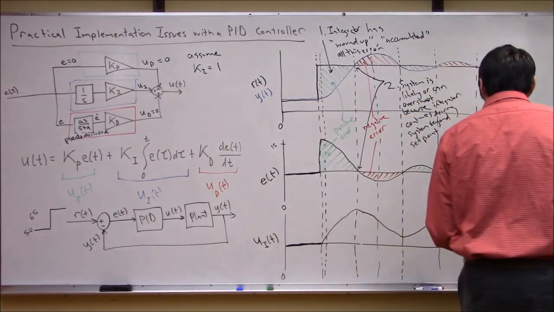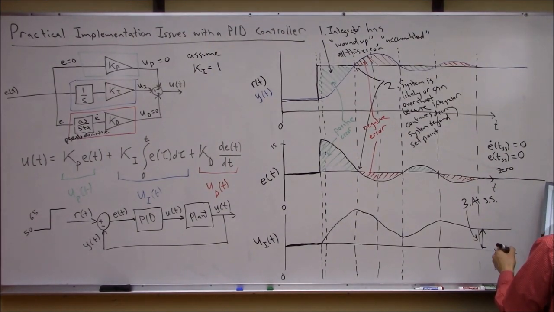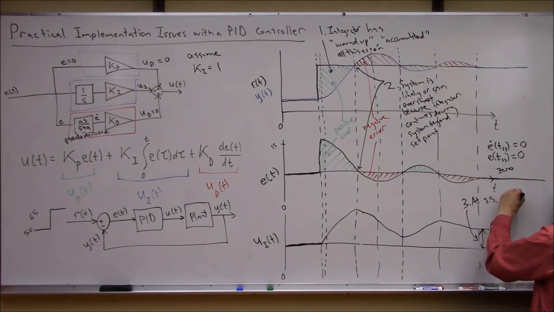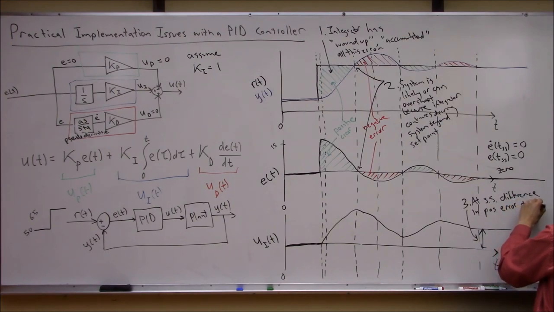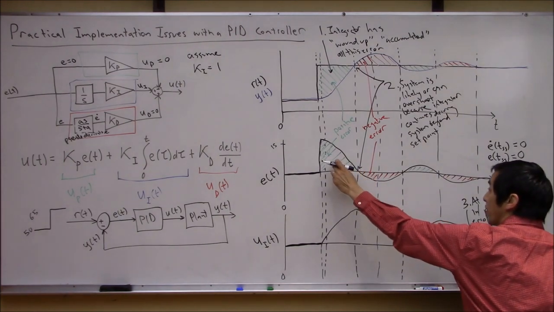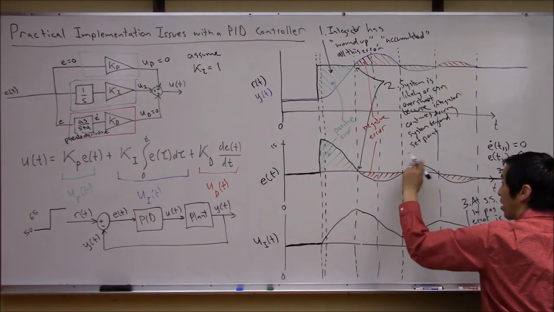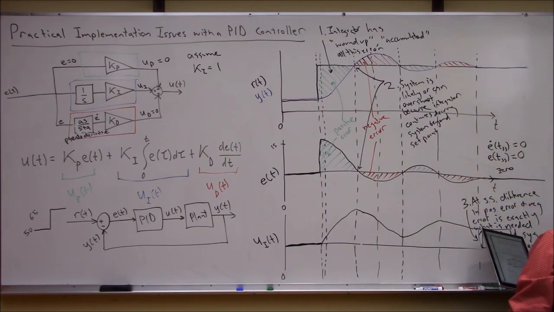So what I want to call out here in item number three is that at steady state, the difference in positive area error and negative error is exactly what is needed to hold the system at the set point. So if I subtract the green area minus the red area, I'm going to get this value. This delta is basically how much the integrator has to work in order to maintain the zero steady state error.